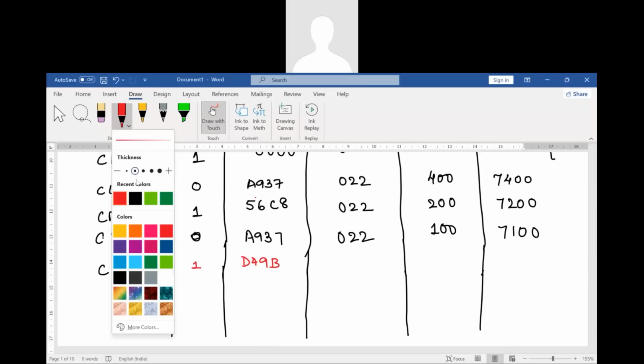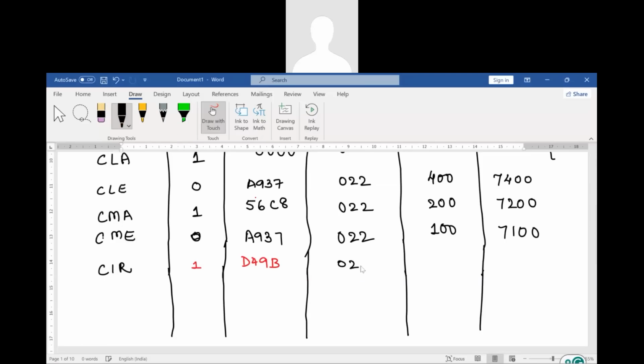The value of PC 022, the code for it is 7080. So in AR we will have 080. Now let us quickly do CIL. CIL, again the same process.